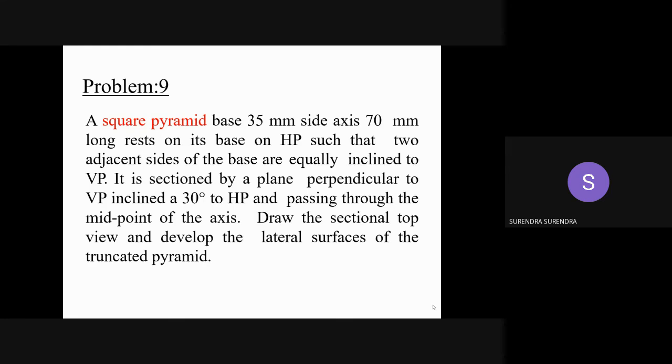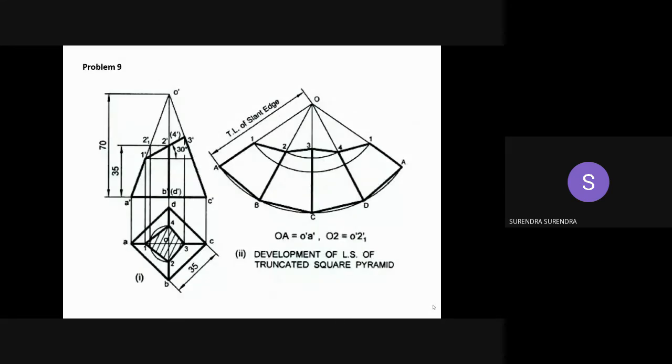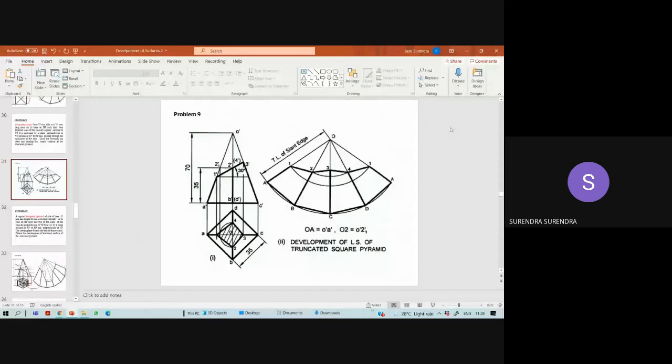Here the cutting plane is almost the same as the previous problem, passing through the midpoint of the axis and inclined at 30 degrees to HP. But the variation is all the base edges are equally inclined to the VP. So in top view, we have to draw a square with all the base edges equally inclined to the VP and complete its projections. So better I will show it on the board.